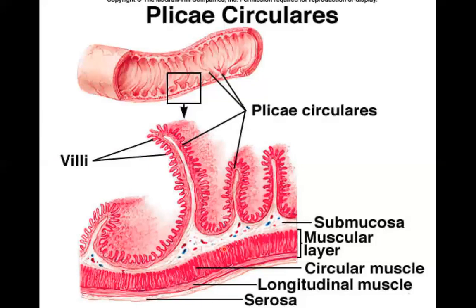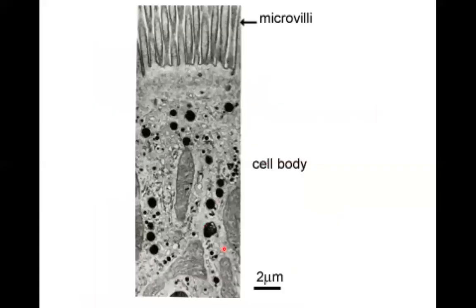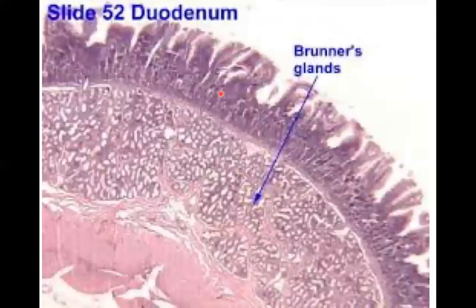يبقى أنت شلون تفرق بين الدودينم والجوجينم والإليوم وهن هيك متشابهات؟ أنا راح أنطيك الكل part what is the main characteristic histological feature. هذه المايكروفيلاي. شوف هذا this is an image of electron microscope. فدراويك شلون الأبيكال بلازما لما send this evagination finger-like projections giving the microvilli.